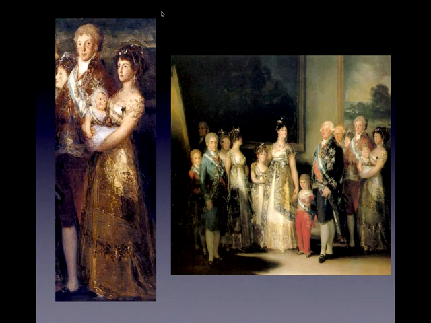Wow. Goya, who was a contemporary of David, was largely incapable of the kind of idealizing flattery with which, for instance, David would paint Napoleon at this same period of time, 1800.